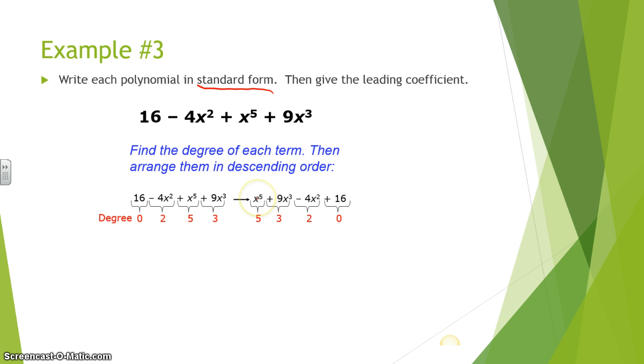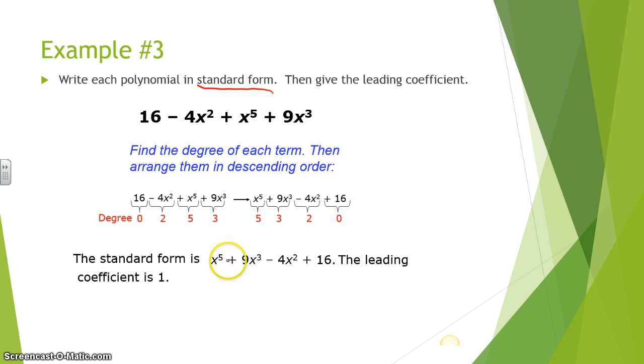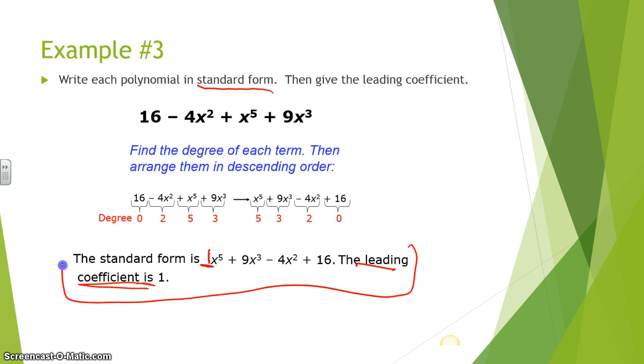So x to the fifth is the greatest. Then we have 9x to the third, that would be the second. Then we have negative 4x squared, which has a degree of 2. And 16 would be the lowest because that's a constant with a degree of 0. So my final answer here, the standard form, would be x to the fifth plus 9x cubed minus 4x squared plus 16. And the leading coefficient, which is the number in front of the variable, since there's nothing in front of x, is going to be 1. And that would be the answer for example number 3.